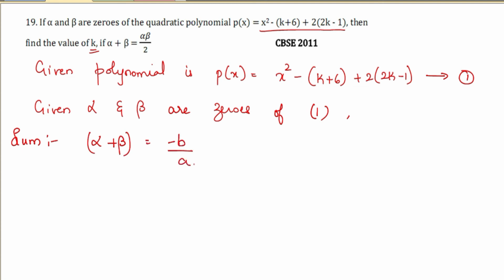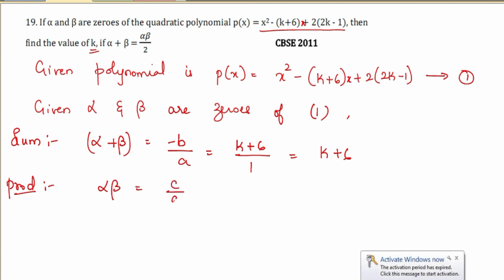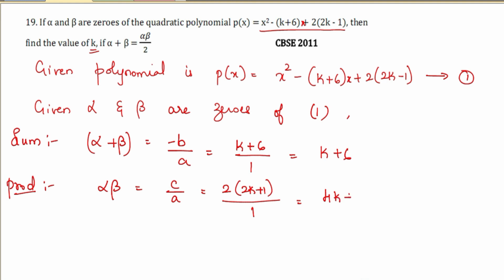So from this equation, what is minus b? Minus of k plus 6 is b. So since we have minus b, it becomes positive. So we get k plus 6. And there is an x missing here, so let's write that as well. So k plus 6 divided by a, which is 1. Okay, so the answer is k plus 6. This is the sum. And what is the product? Alpha into beta is c by a, and c is 2 into 2k plus 1, divided by a which is 1. So this is 4k plus 2.